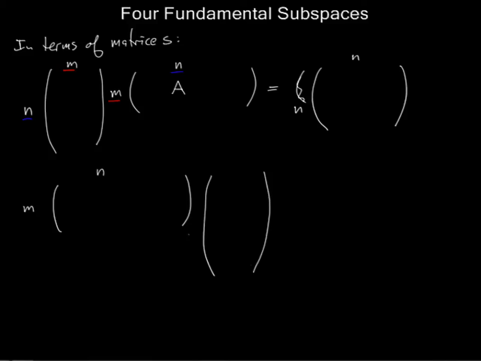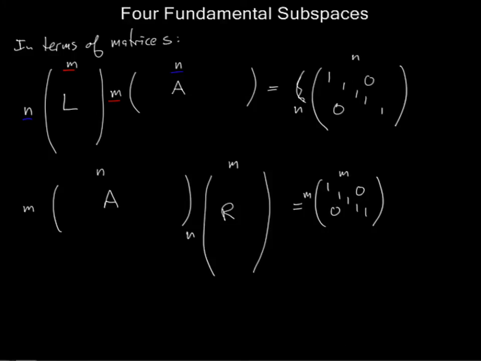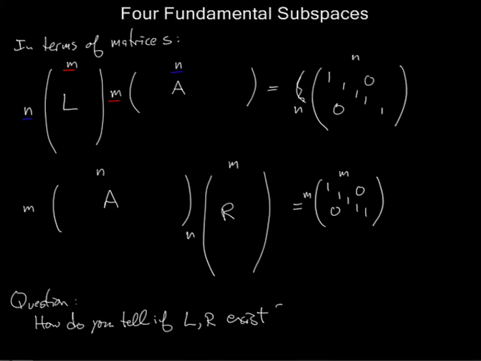And similarly, if you multiply it on the right, it has to be a matrix of this size so that you get an m by m identity. So filling in these matrices, we see that L times A is the n by n identity, and A times R is the m by m identity. And the question is, how do you tell whether these matrices L and R exist or not? So in the square case, of course, the issue is the determinant has to be non-zero.